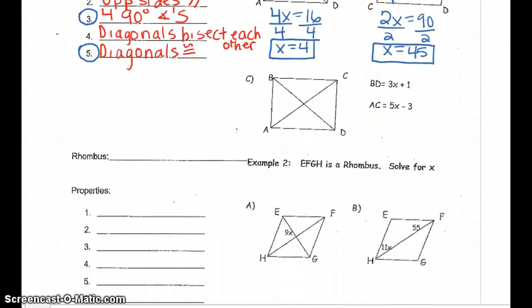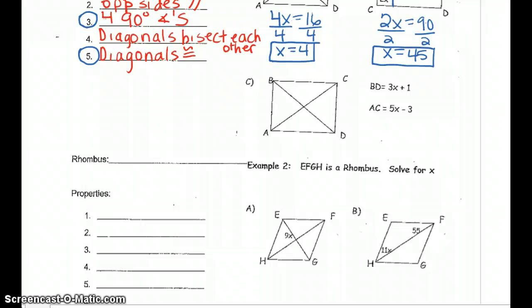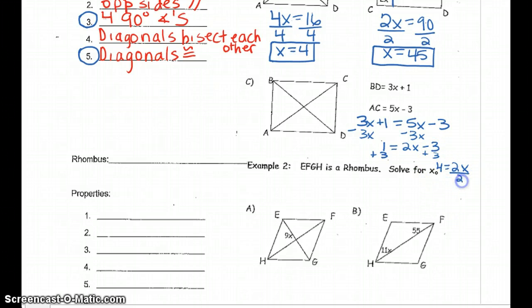In the final example, they told you how big BD, the entire diagonal, is, and AC, the other entire diagonal. We know that diagonals are congruent, so we can set these 2 pieces equal. 3x plus 1 equals 5x minus 3. There's a few different ways to solve, but what we're going to do is subtract 3x from each side to get our variables on one side, leaving you with 1 equals 2x minus 3. Add 3 to each side to get your constants to one side. 4 equals 2x. And then divide both sides by 2 to get 2 equals x.